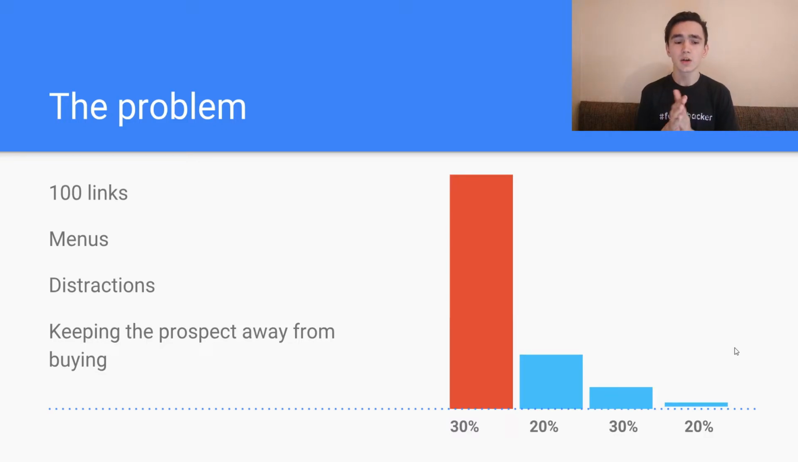A squeeze page is where you collect data. So you collect contact data about your lead. So on squeeze pages, you're generating leads. So on a traditional website, you have the first page, which has like 100 links.